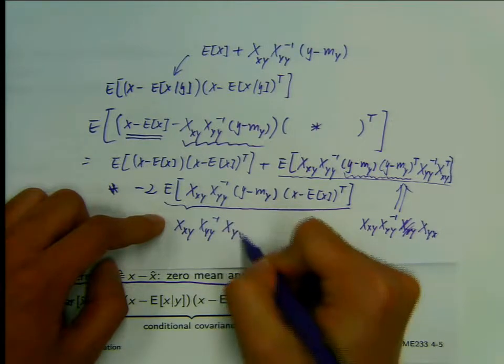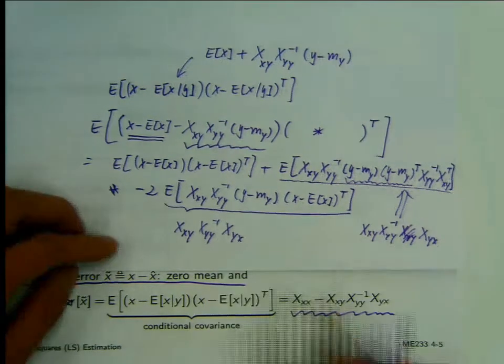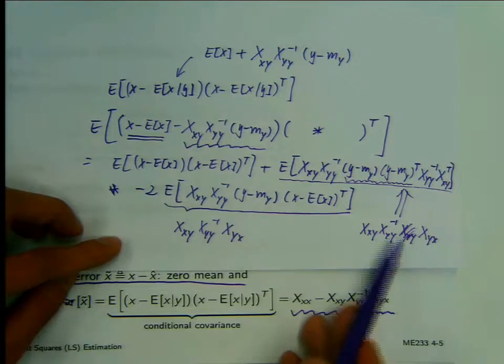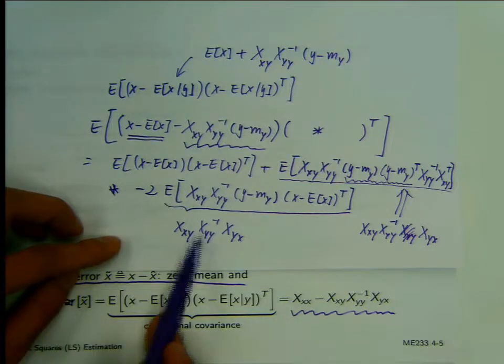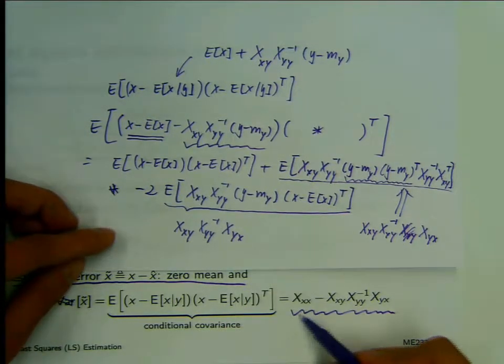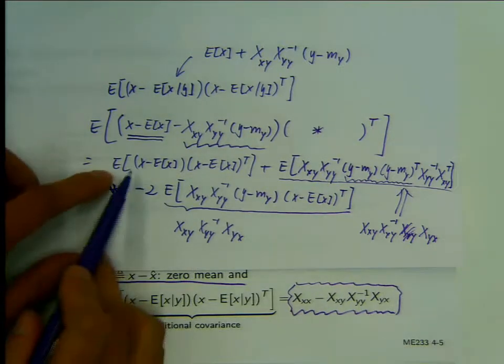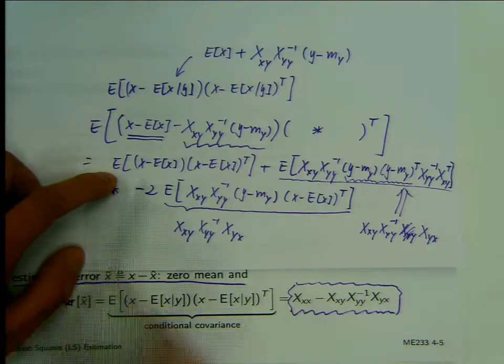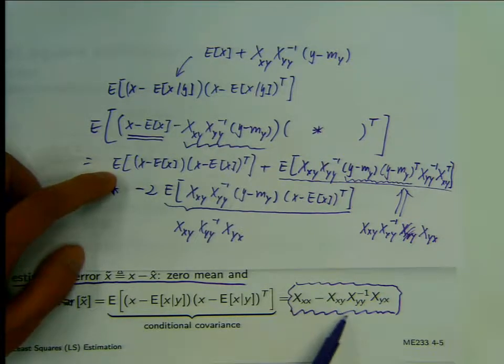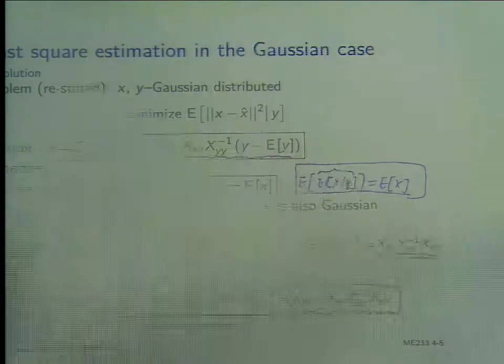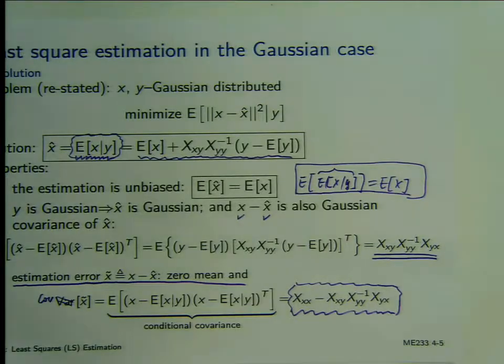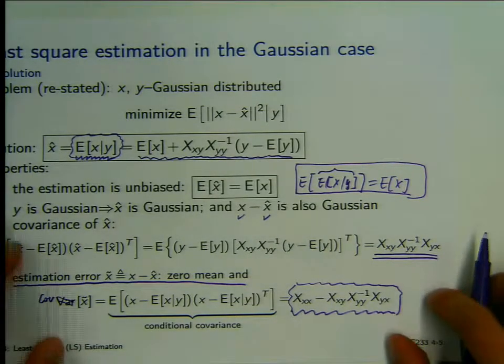It's the cross covariance between y and x. So you see, now I have one term here. I have to minus 2 of this guy here. So the result is going to be this guy. It's going to be the covariance of x itself minus this term. So that's the derivation. But the important message is this.